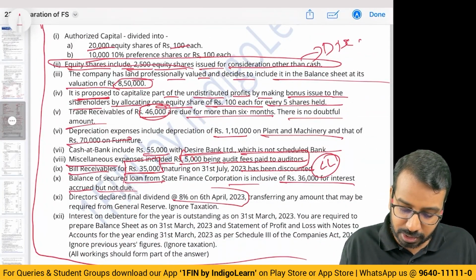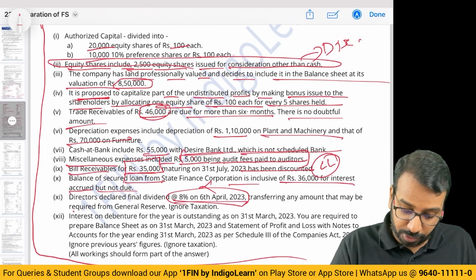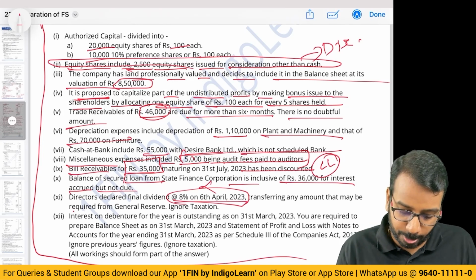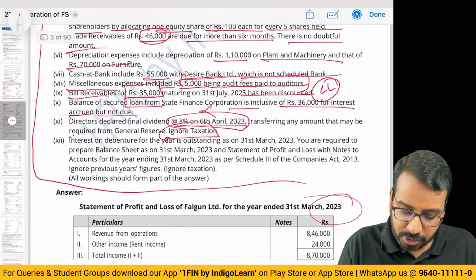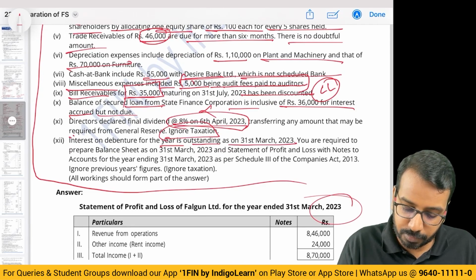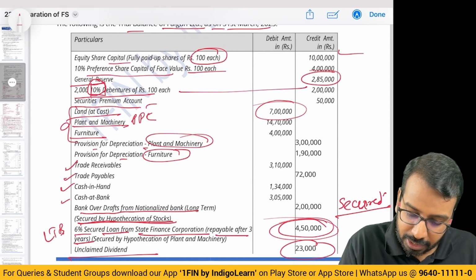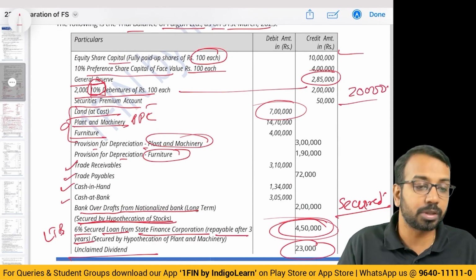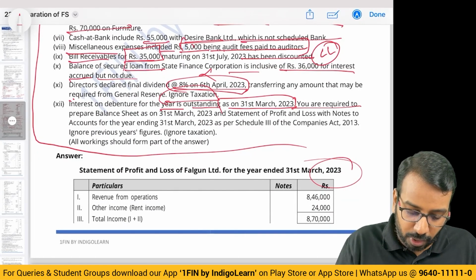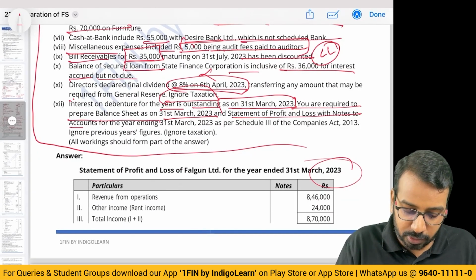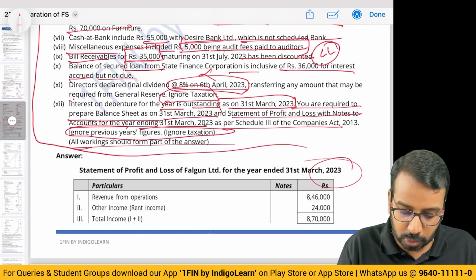Directors declared final dividend on 6th of April, not required. 6th of April 23, we are preparing as on 31st March, so no need to worry. Then ignore taxation, no need to provide for taxation. Interest on debentures for the year is outstanding as on 31st March. It is a 10% debenture, so 2 lakhs into 10%, 20,000 is outstanding. You are required to prepare the balance sheet on 31st March, and the statement of P&L with notes to accounts for 31st March 23 as per Schedule 3 of the Companies Act. Ignore previous year and ignore taxation. All working should form part of your answer.